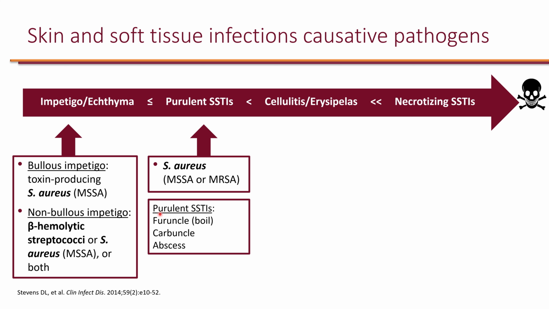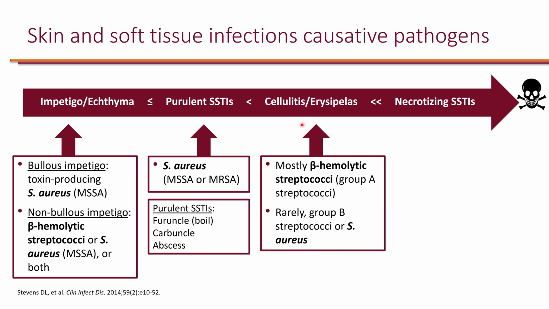For purulent SSTIs, some examples of purulent include furuncle, carbuncle, and abscess. This is primarily Staphylococcus aureus, and that could be MRSA, so MSSA or MRSA. With cellulitis or erysipelas, it is mostly beta hemolytic strep, and rarely it can be group B or Staphylococcus aureus.